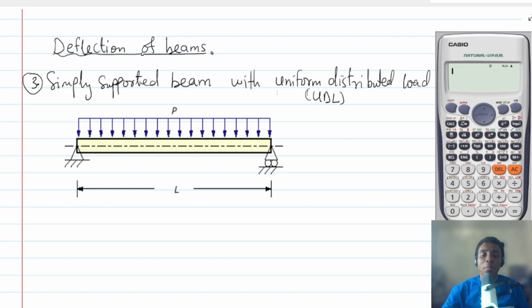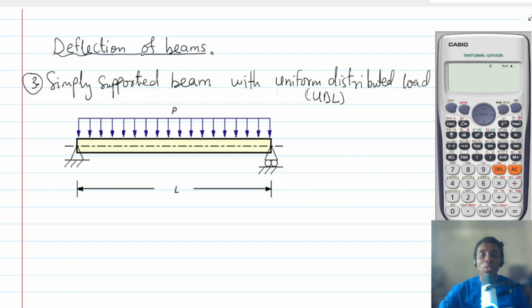All right, so in this video I want to teach you deflection of beams. We are looking at a simply supported beam with uniform distributed load, or sometimes called UDL for short. So if you have something like this, how are you going to find the deflection of this beam? That's what we are interested in right now. All right, so without wasting much time, let's get started.